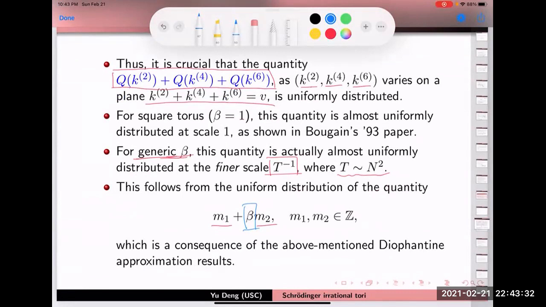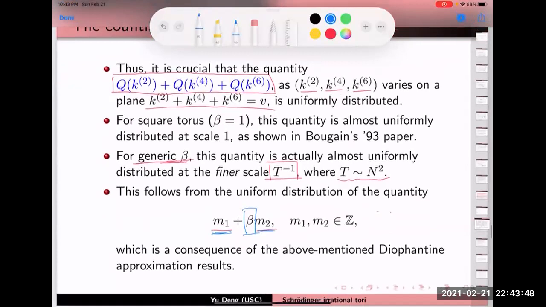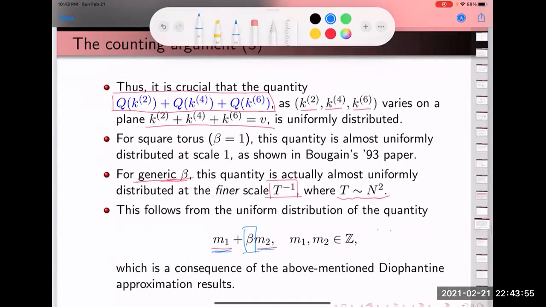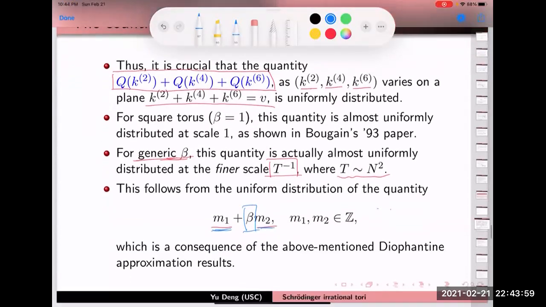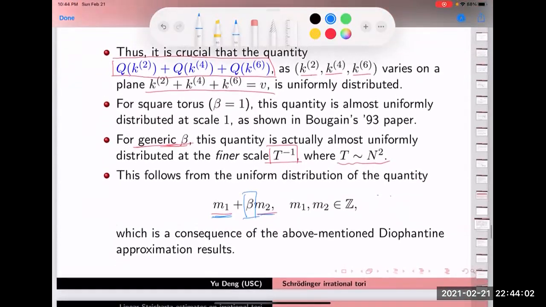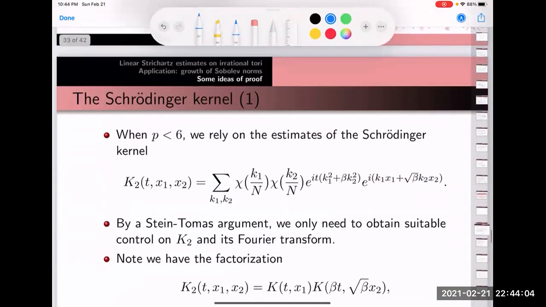If you think of beta as an irrational number, then the distribution of this quantity will be much more uniform than if this quantity only takes integer values. So this is one of the reasons why we have this improved Strichartz estimate, which essentially boils down to the equidistribution properties of these irrational quadratic forms.